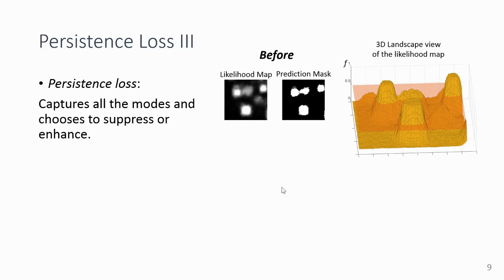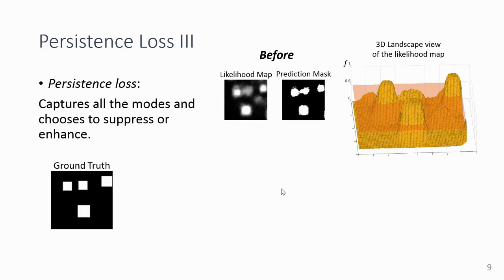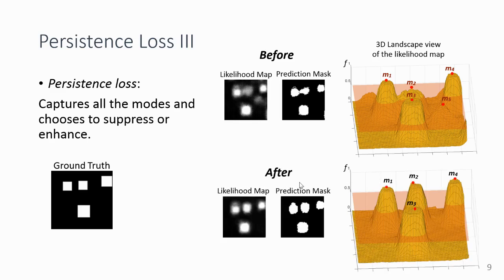The persistence loss captures all the modes in the likelihood function and chooses to suppress or enhance them in order to bring the number of components in the prediction to be the same as the ground truth. And in this example, the ground truth has 4 dots. And so the persistence loss will enhance the top 4 salient modes with the highest bound and will suppress the fifth mode, M5. And after training with the persistence loss, as we'll show later, the result will be that the 4 top salient modes will have higher saliency, and the prediction mask will have better separated components.